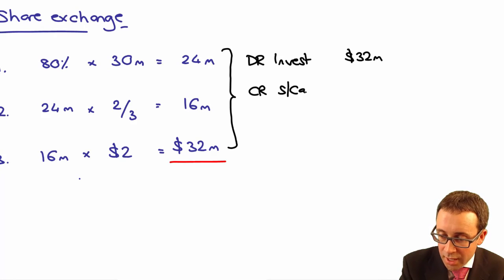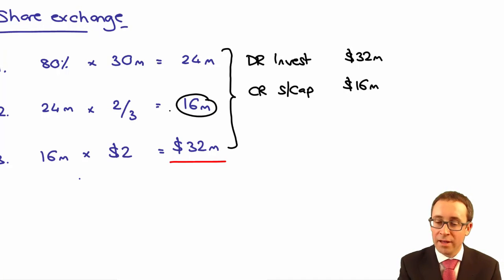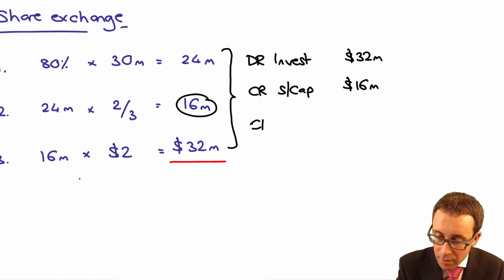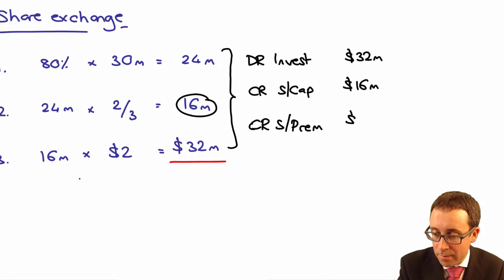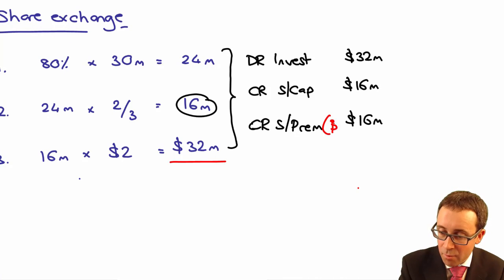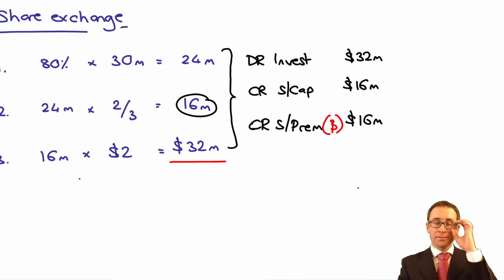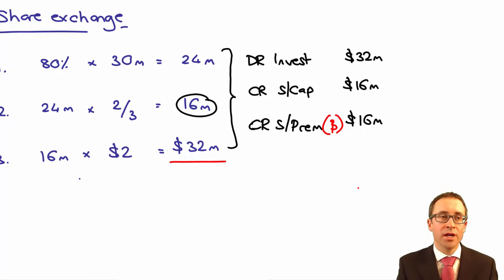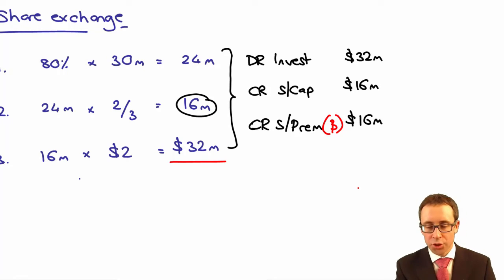We credit share capital with the P shares issued. Is it 16 million, assuming that the par value is $1? And then we just go through there, don't we? And credit share premium as a balancing figure. Again, is that there with the 16 million? Again, that's assuming that the parent shares have a par value of $1. I think they do. If it doesn't mention it, we will just assume it.